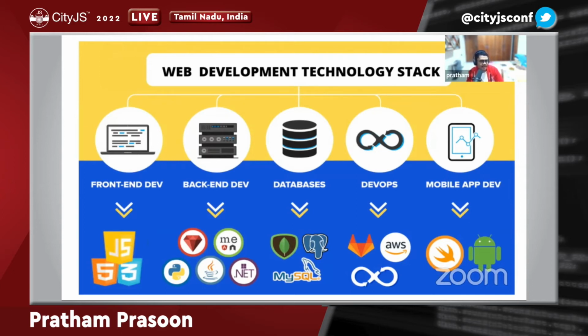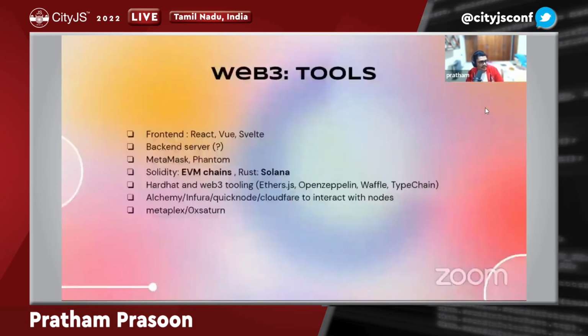But now let's see how that changes in the Web3 world. The tools for Web3 are slightly different. The front end largely remains the same. You still have React, Vue, or Svelte, or whatever framework that you're using. And then along with that, you have a backend server. This is a choice that you can make. Either you can have all the data on the blockchain and solely operate on the blockchain, or you can choose to have some part of it on the backend, like a centralized server, and some part of it on the blockchain. That's a choice that you have to make.